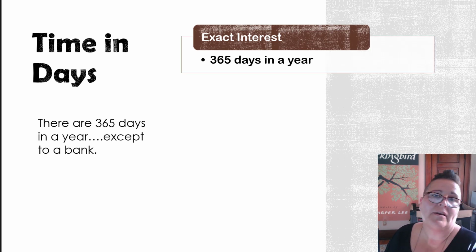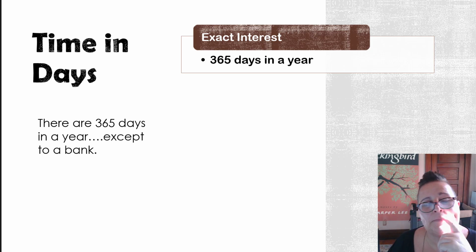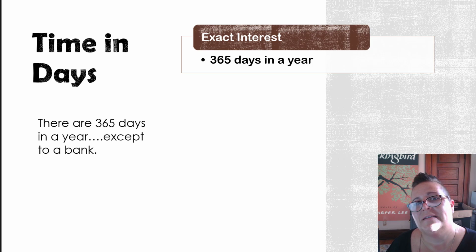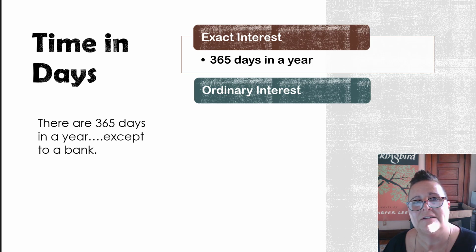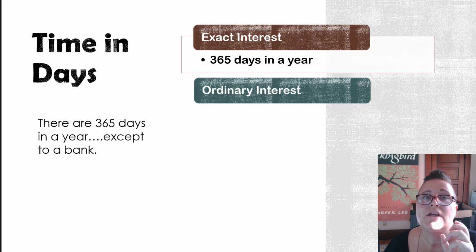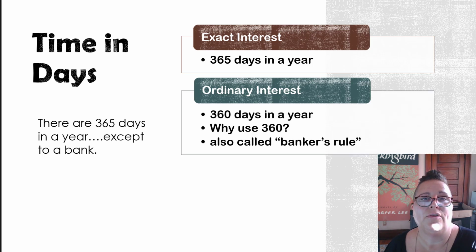The interesting part for me here is that it needs to say exact interest. If they don't say they're using exact interest, then we assume ordinary. Now, sometimes it'll say ordinary, sometimes it won't, but ordinary is our default. If you cannot find that it says exact interest and they're talking about days, you assume it's ordinary. Ordinary interest says that there are 360 days in a year. There aren't. There are 365.